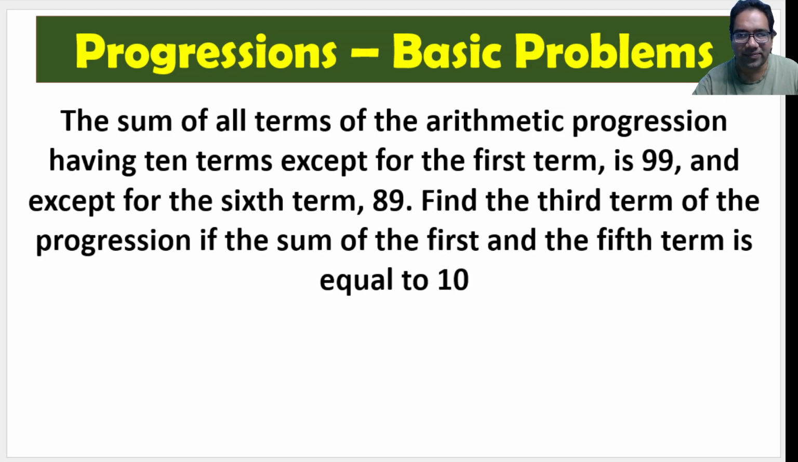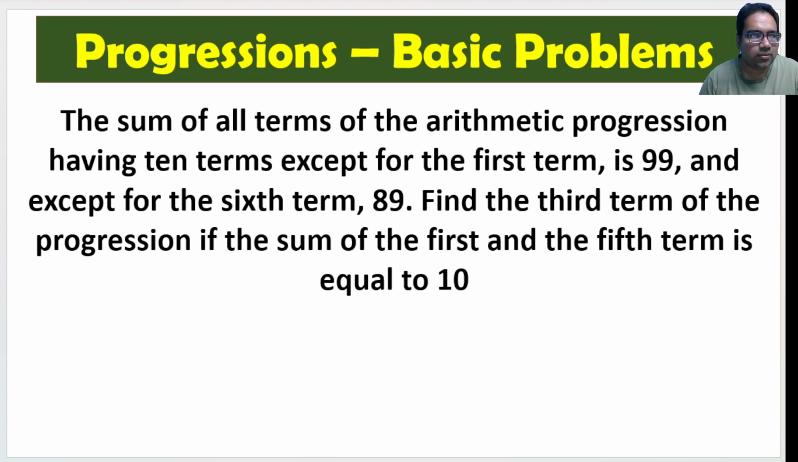Hi friends, here is a very simple problem. The sum of all terms of the arithmetic progression having 10 terms except for the first term is 99. Right, second term to 10th term is 99. And except for the sixth term is 89. Find the third term of the progression if the sum of first and fifth term is equal to 10.